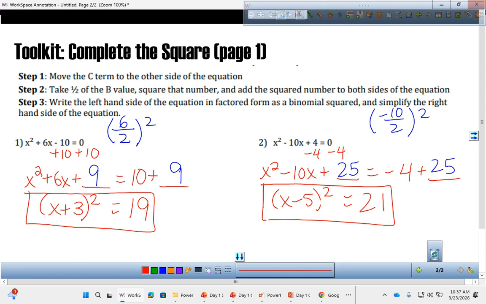Everybody okay with those first two? So we're moving the C term, taking half of the middle number, squaring it, and adding that number to both sides. What that will create is something that's factorable on the left.